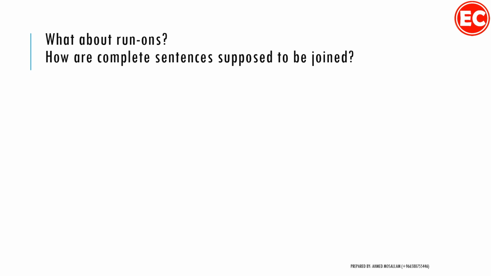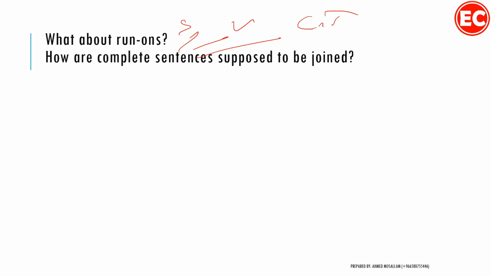Now, what about the run-on? Run-on, as we said, is two complete sentences, but not joined with the right punctuation. Okay? So how should we combine two complete sentences? We said complete sentence means what? Three things: subject, verb, complete thought. Okay? You must have these three things.